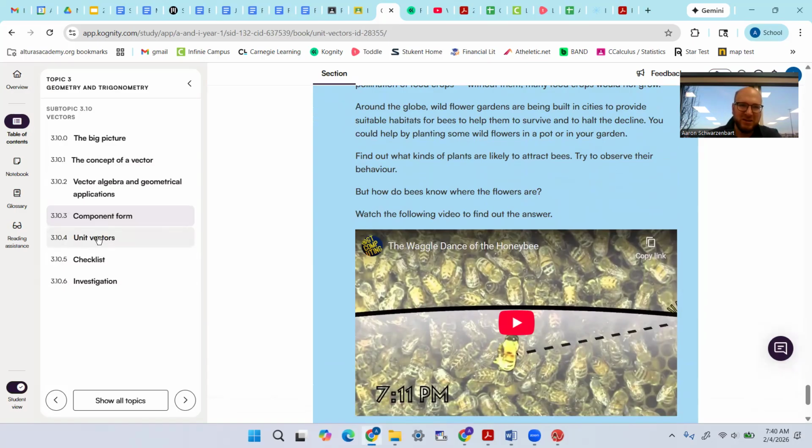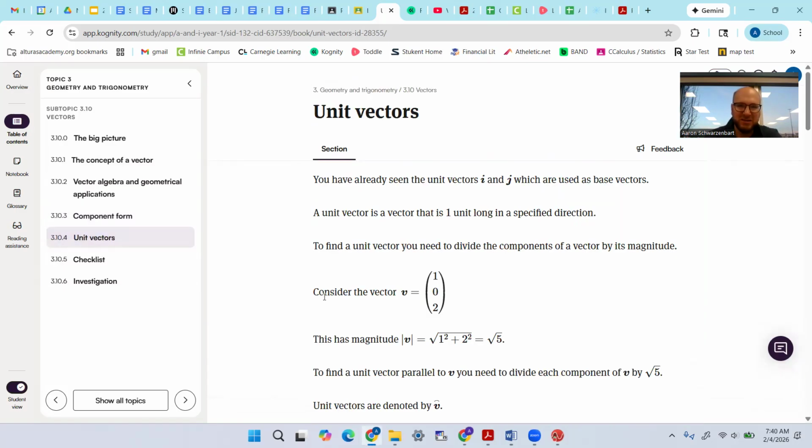Unit vectors is going to be our last thing in this introduction to vectors. And a unit vector is a vector of magnitude 1. Okay. This particular vector we have here is a vector, and they show its magnitude 5. Its unit vector, we'll call it vector W. You just take each component and you divide it by the magnitude. 0 divided by square root of 5 is just 0.